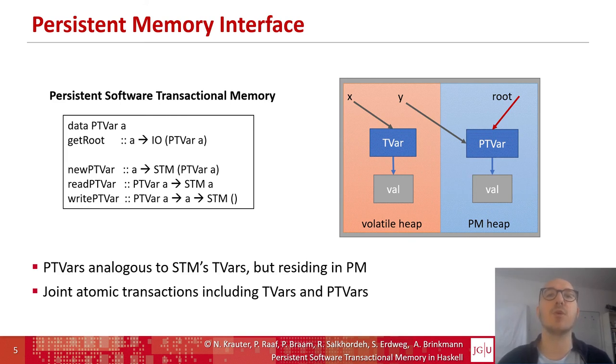Additionally, we use a persistent programming concept called the persistent root that allows you to gain access to the persistent memory structures across runs. We provide the root as a unique PTVar variable that can be obtained through the getRoot function. Using the passed argument, the value of the root is initialized on the first call to the function. All subsequent calls to the function return the current value and ignore the passed argument. As we are using the STM monad, we still allow TVars and PTVars to be modified jointly, so that volatile and persistent data can be modified in one single and power fail-safe atomic transaction.